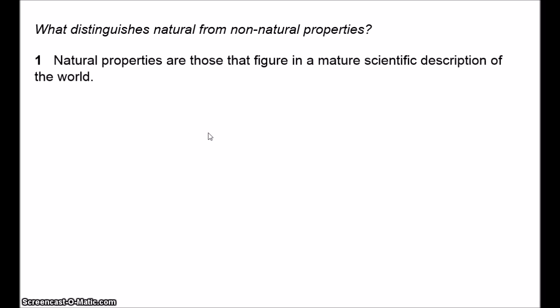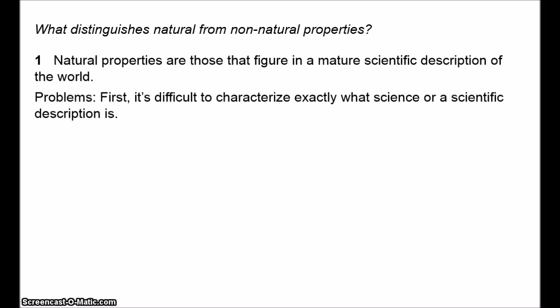There are a couple of problems with this idea. For one thing, it's difficult to characterise exactly what science or a scientific description is. We'd want to cast the net pretty broadly here, so we'd want to include physics, chemistry, biology, but also softer sciences like anthropology, paleontology, psychology, even history. I mean, historians are clearly dealing with natural properties. But then it's not at all obvious that philosophy and ethics will get excluded.